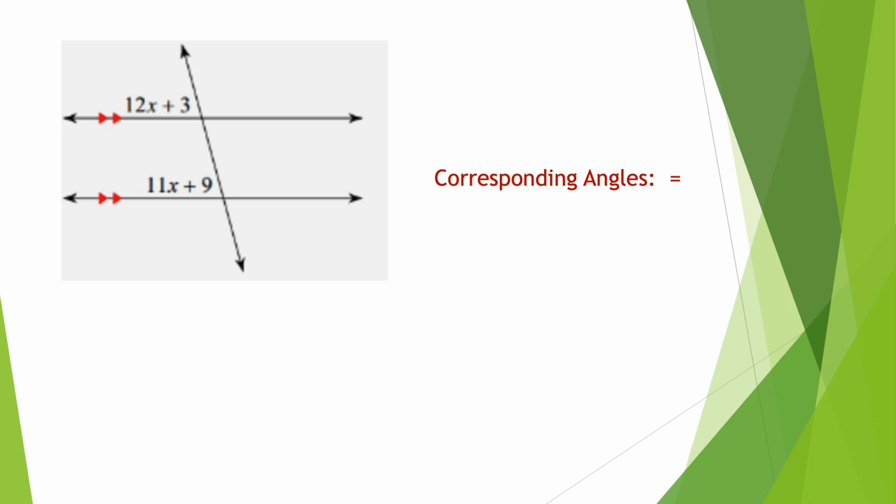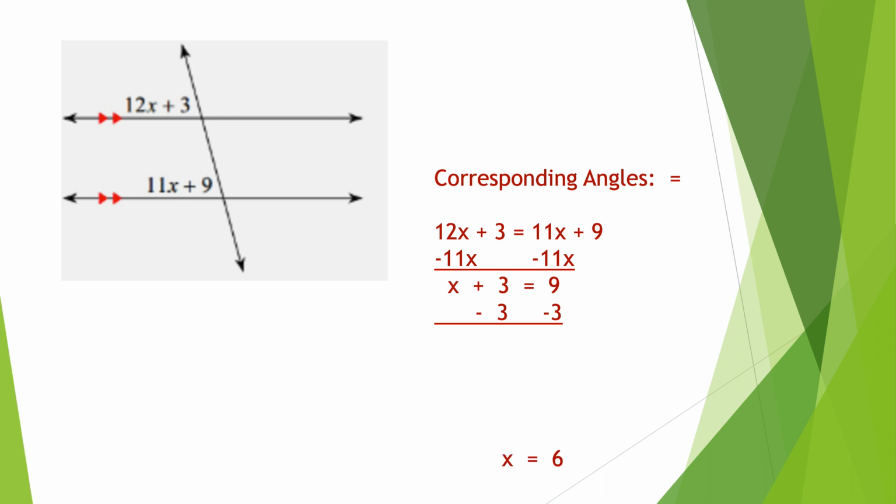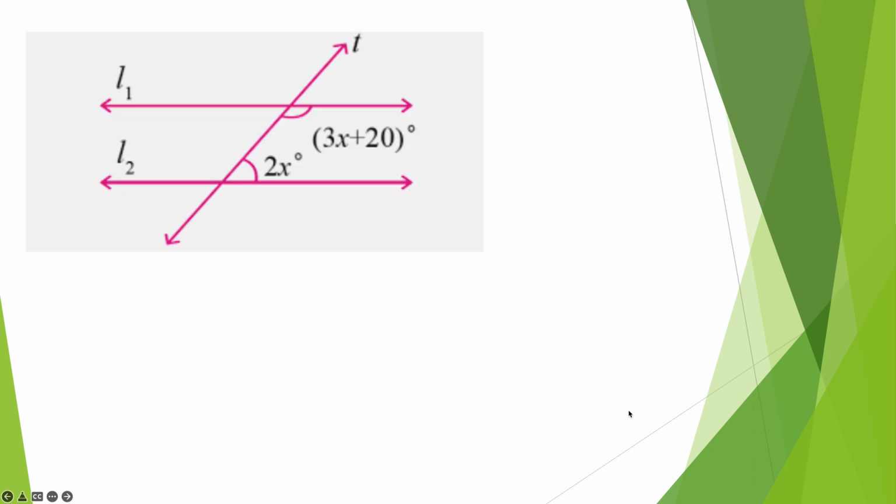Now, since they're going to be equal, 12x plus 3 is equal to 11x plus 9. Subtract 11x from both sides gives me x plus 3 is 9. Subtract 3 from both sides, x is equal to 6. First problem done. 4 to go. Go ahead.